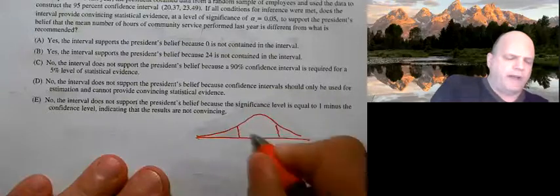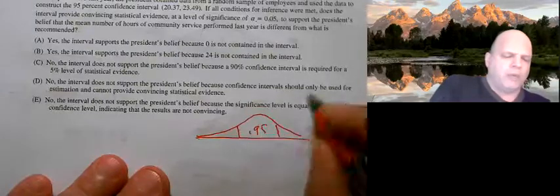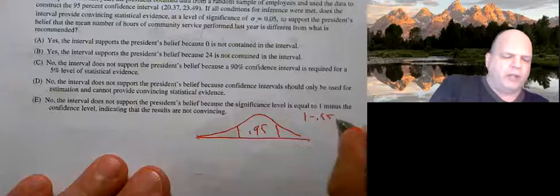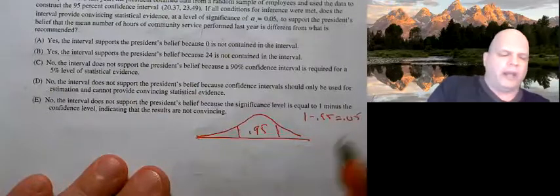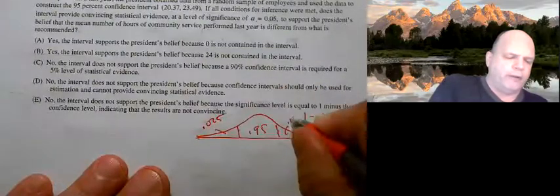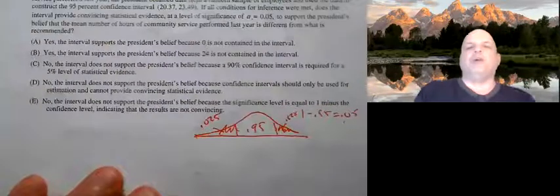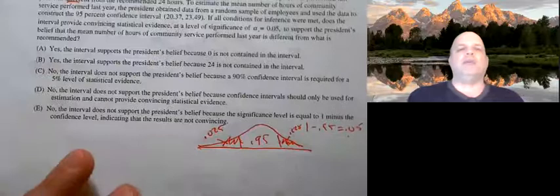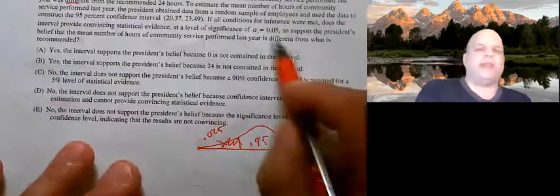We have 0.95. 1 minus 0.95 equals 0.05. So, and that's our area in the tails. And sure enough, we have 0.025 here, and we have 0.025 here. So we have an alpha level of 0.05. All right, so we are consistent with that.